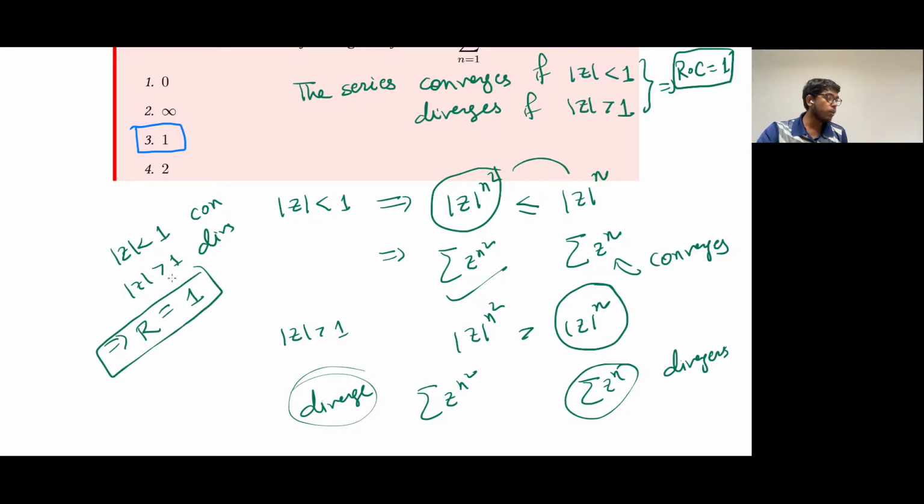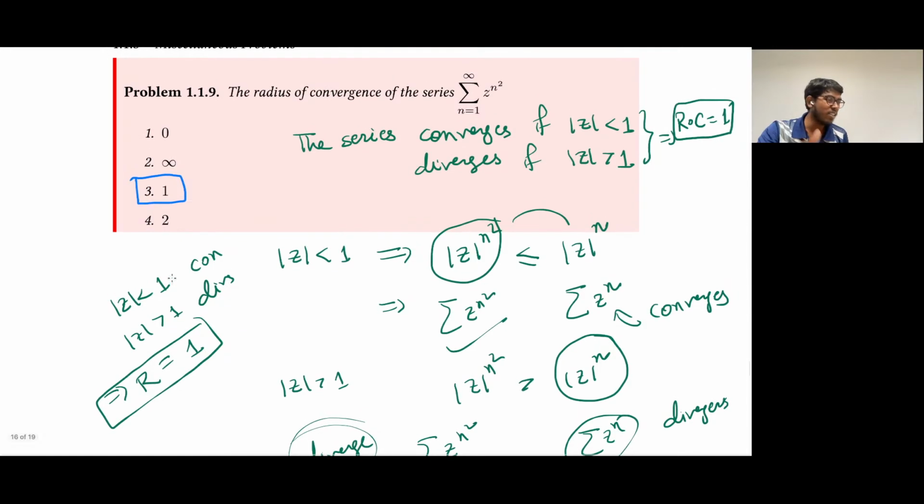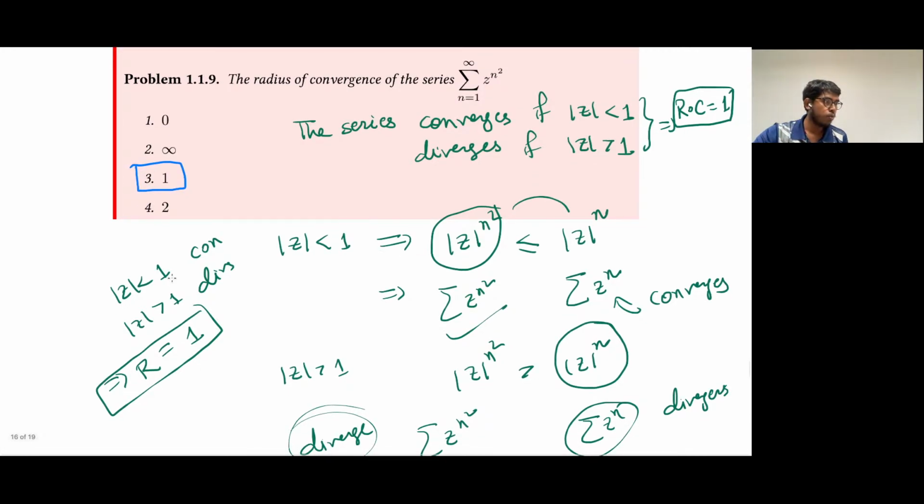Is it clear to everyone? This is quite a famous thing in the radius of convergence. And I guess there are a couple of shortcuts also to find out the radius of convergence. So if no doubt, let's proceed to the next problem.